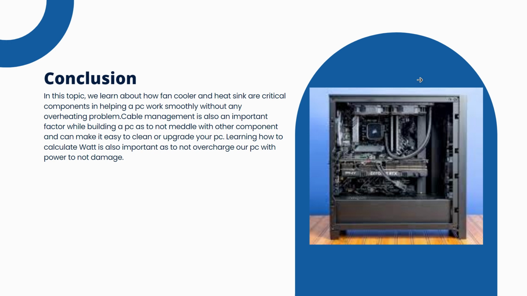So for the conclusion, in this topic, we learned how the fan cooler and heatsink are critical components in helping a PC work smoothly without any overheating problem. Cable management is also an important factor when building a PC, as it prevents cables from meddling with other components and can make it easy to clean or upgrade your PC. Learning how to calculate wattage is also important, so as to not overcharge our PC with power and damage it.